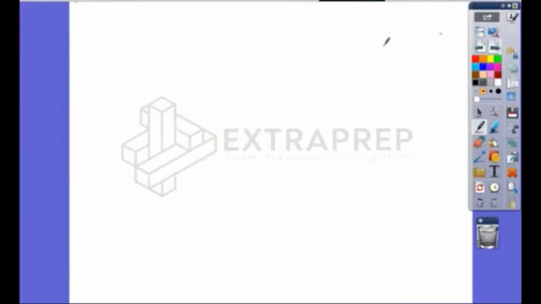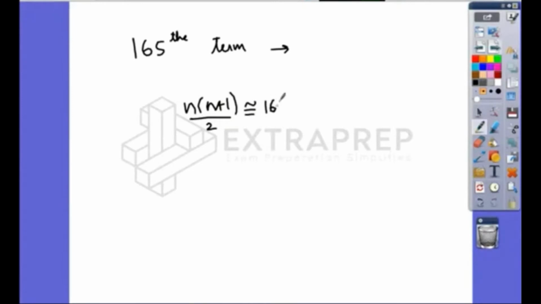See, again, I'm solving it again. Or let's take an example. One more. Don't worry. If I ask you to find the 165th term, what you'll do is n into n plus 1 by 2 almost equal to 165 should be calculated. Then n square plus n almost equal to 330. Now tell me a square number before 330. 18 square is 324, but 18 square 324 plus 18 is crossing 330. So 18 is not possible. So what is possible? n is 17 is possible. 17 is the largest possible value of n satisfying the condition.